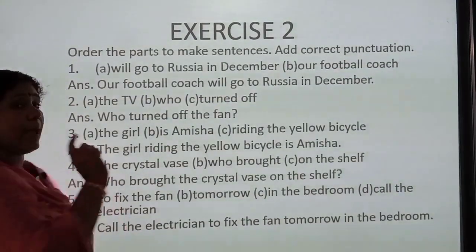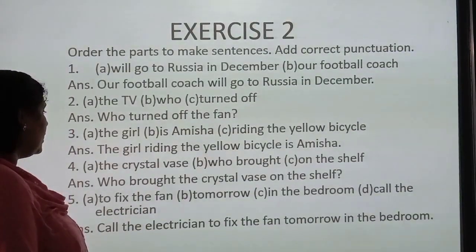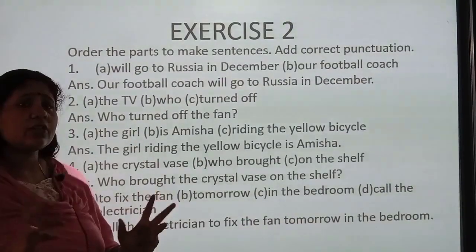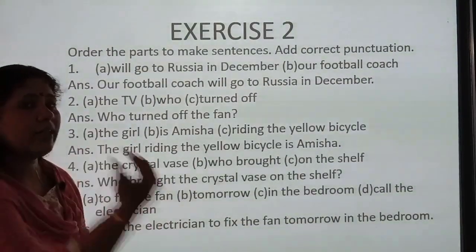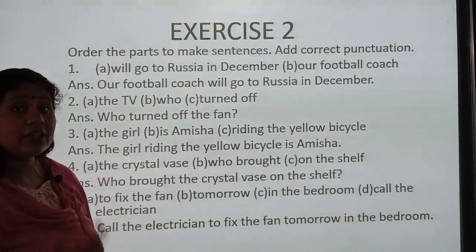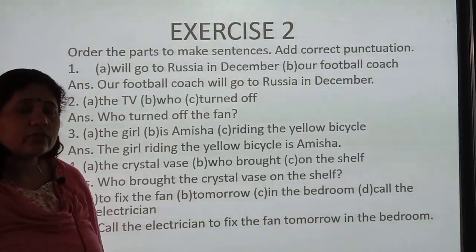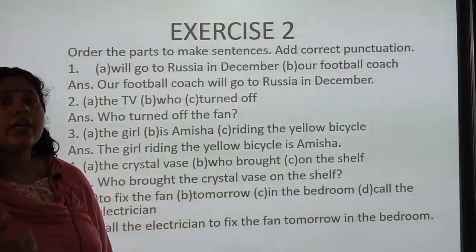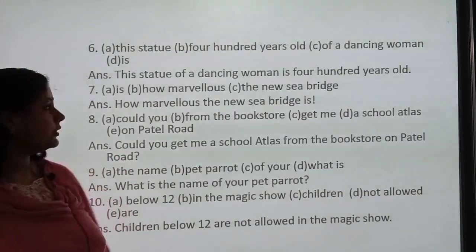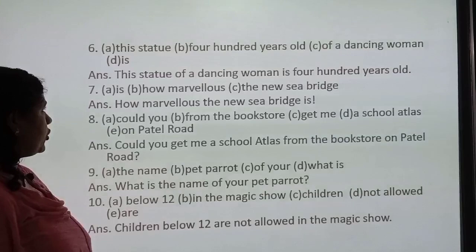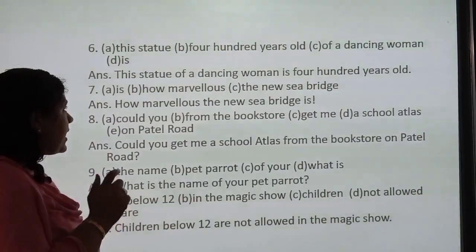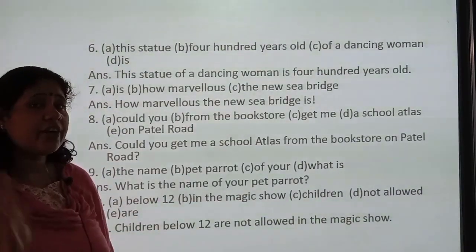And first letter capital. Next, the crystal vase who brought on the shelf. Who brought the crystal vase on the shelf? Question mark, because you are asking a question. Fifth question. To fix the fan tomorrow in the bedroom, call the electrician. Answer is: Call the electrician to fix the fan tomorrow in the bedroom. Full stop. Okay. Next. Sixth question. This statue, 400 years old, of a dancing woman is. Answer: This statue of a dancing woman is 400 years old.